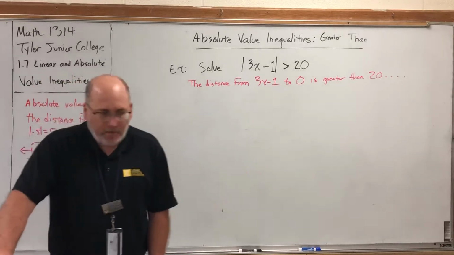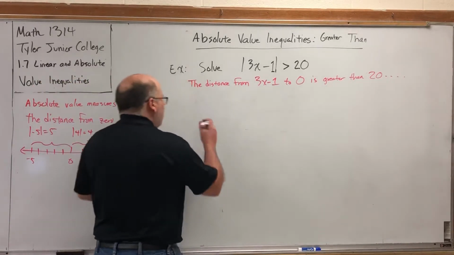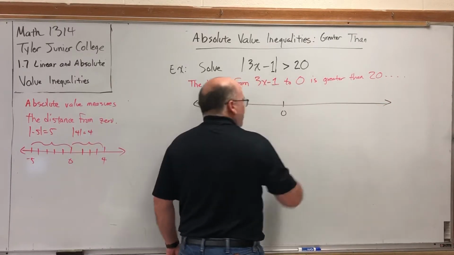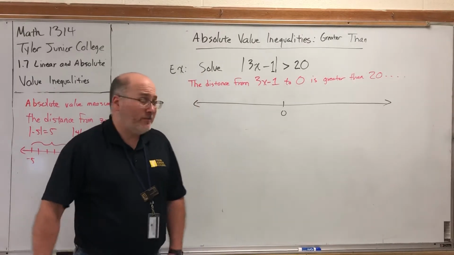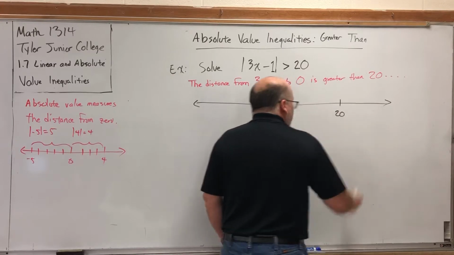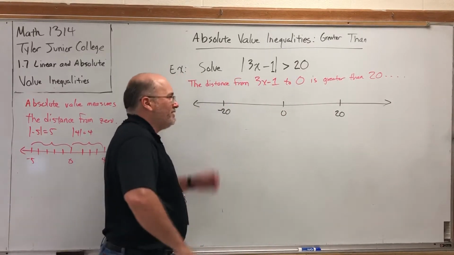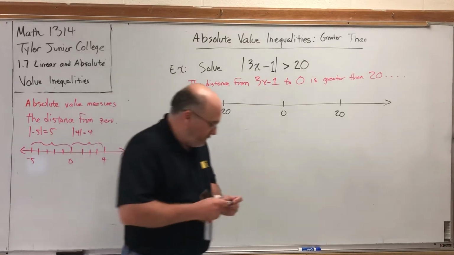Okay, I think I could draw a picture of this. Let's draw a number line. Let's put 0 in the middle. And because we're talking about being 20 spaces away from 0, let's go 20 to the right and put 20. But let's also go 20 to the left. Because when I say my distance from 0 is greater than 20, I'm not saying which direction I'm going.